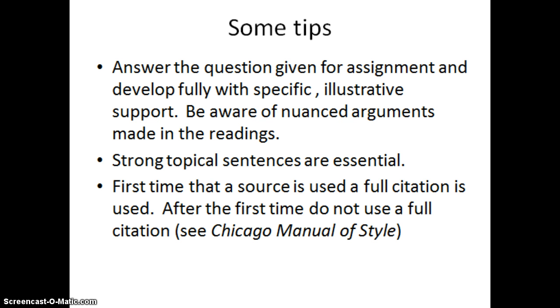Strong topic sentences are essential to be able to have strong, clear writing. And make sure, because this is something that I often see as a stumbling block in papers, that the first time a source is used, you use the full citation, but after that first full citation, you do not do a full citation. You use an abbreviated form. And again, you should see the Chicago Manual of Style for correct citation for all things.